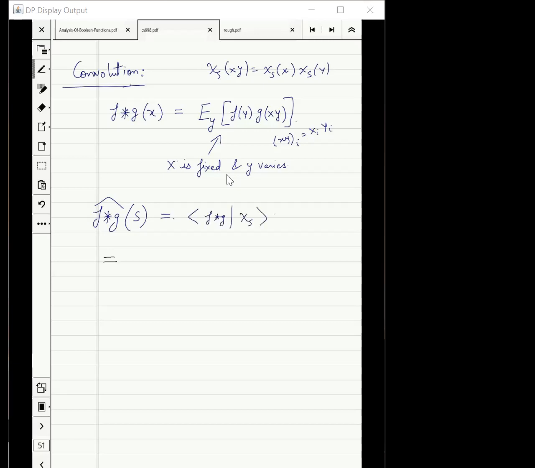So this is summation over x, 1 by 2 to the power n, (f star g)(x) chi s of x, right? This is just by writing out the formula. Do you agree?